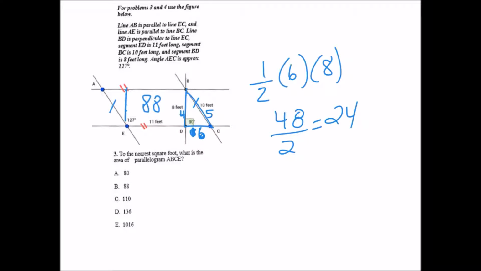So the area of this triangle is 24. The area of this triangle is 24. It's 48 for the two. So total is going to be 88 plus the 48 for the two triangles. It's going to give us 136. Correct answer is D, 136.